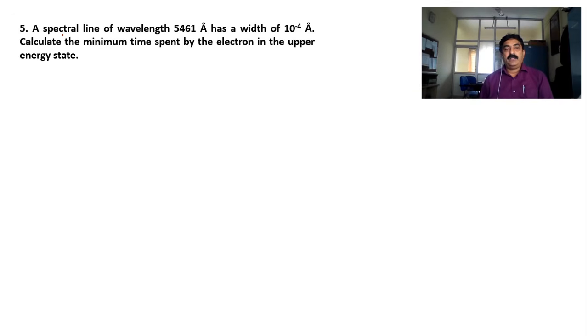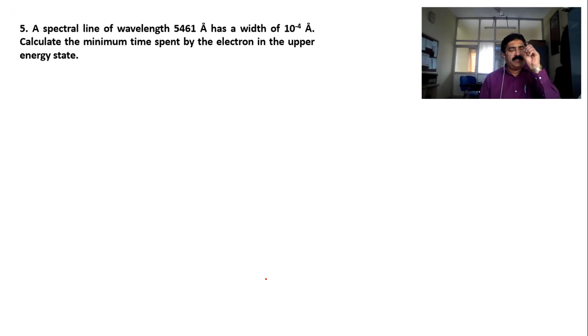A spectral line of wavelength 5461 angstrom has a width of 10 power minus 4 angstrom. Calculate the minimum time spent by the electron in the upper energy state. Whenever a question is given, first you read the question carefully, try to understand the data given in the question, and also try to find out what is actually required. Coming to this question, he is talking about wavelength and the width of the wavelength, that is called bandwidth or the spectral width. And he is asking you to find the time spent, that means delta t is required.